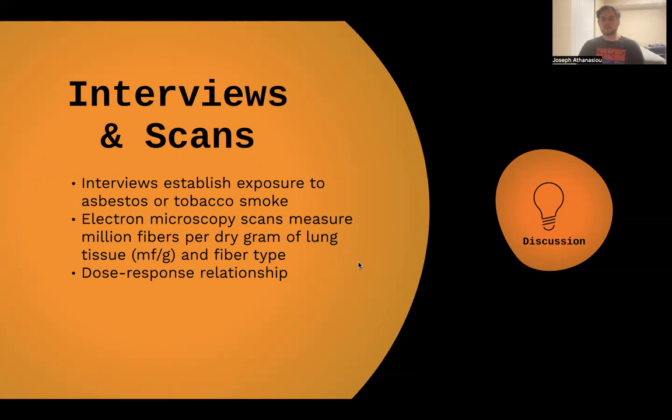The other way of determining someone's exposure and the burden that asbestos compiles on them is through electron microscopy. Those scans measure millions of fibers per dry gram of lung tissue, and it also tells you the fiber type that's prevalent in that lung tissue. And of course, both of these are going to be important to discern if there's a dose-response relationship between asbestos exposure and lung cancer.